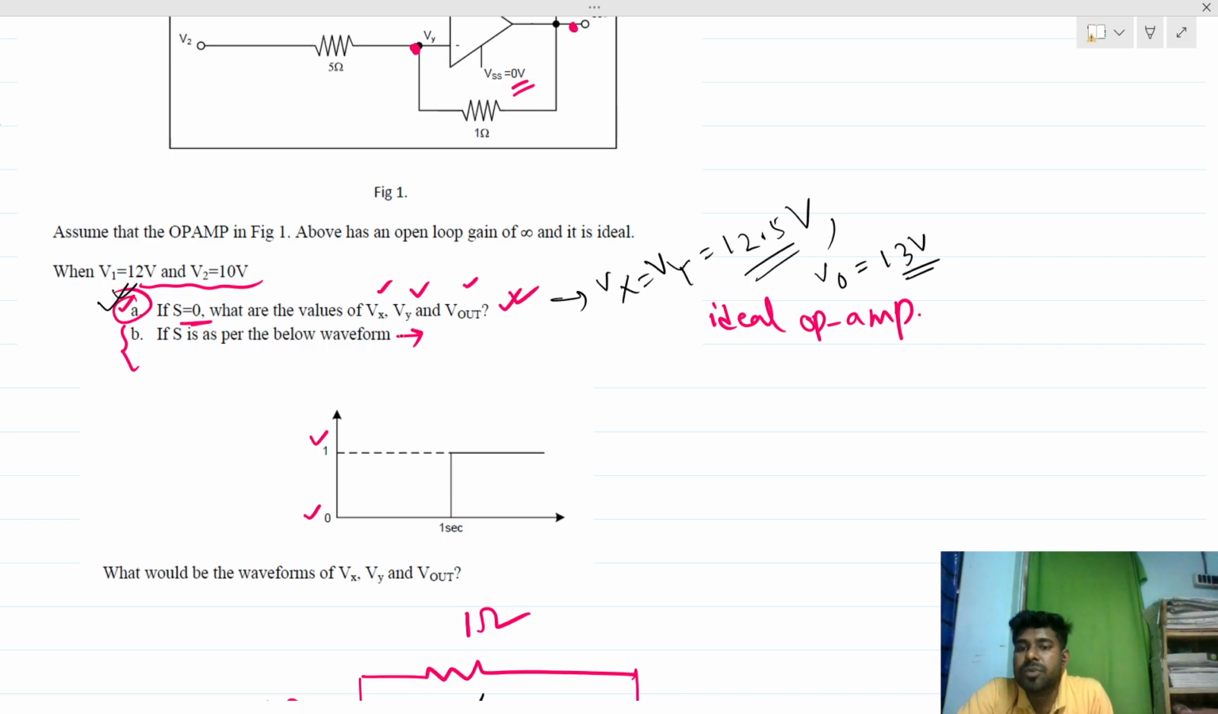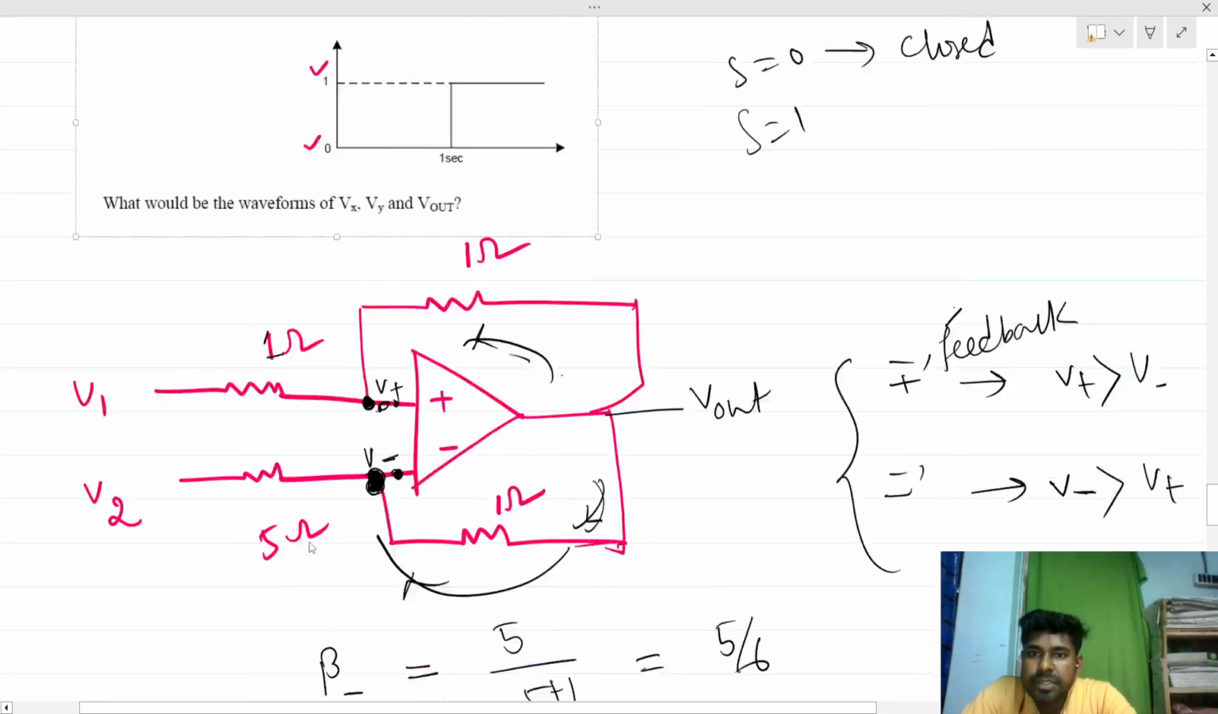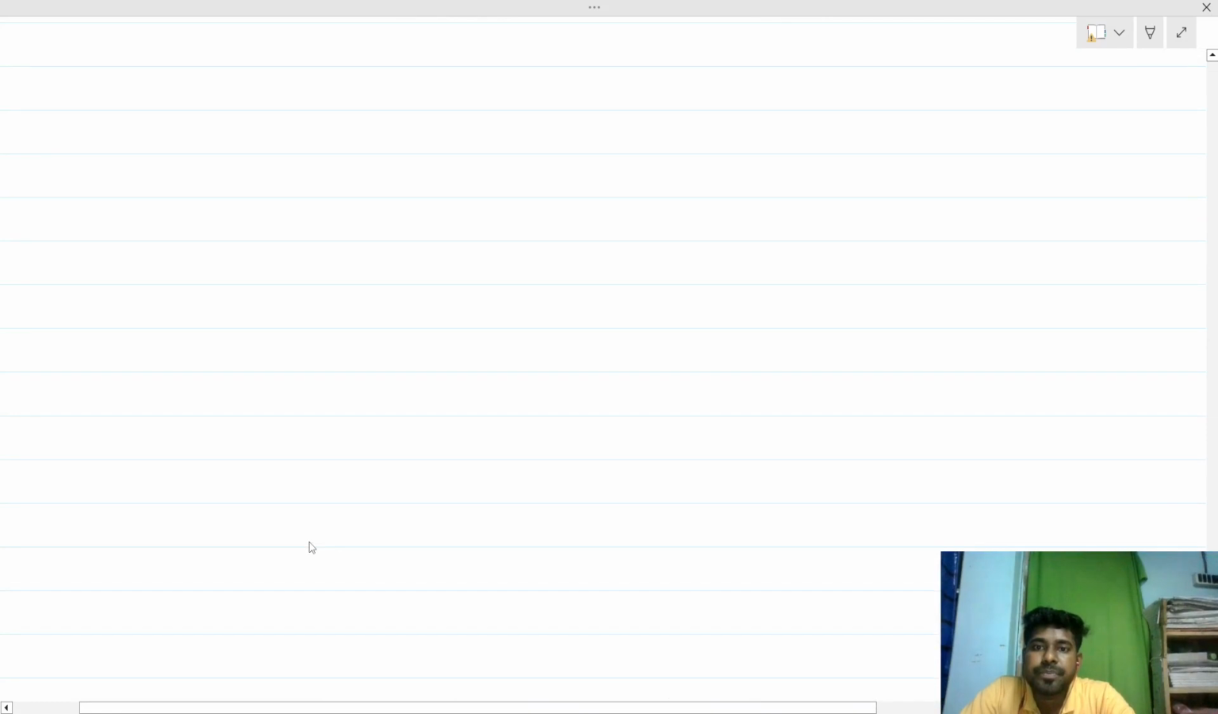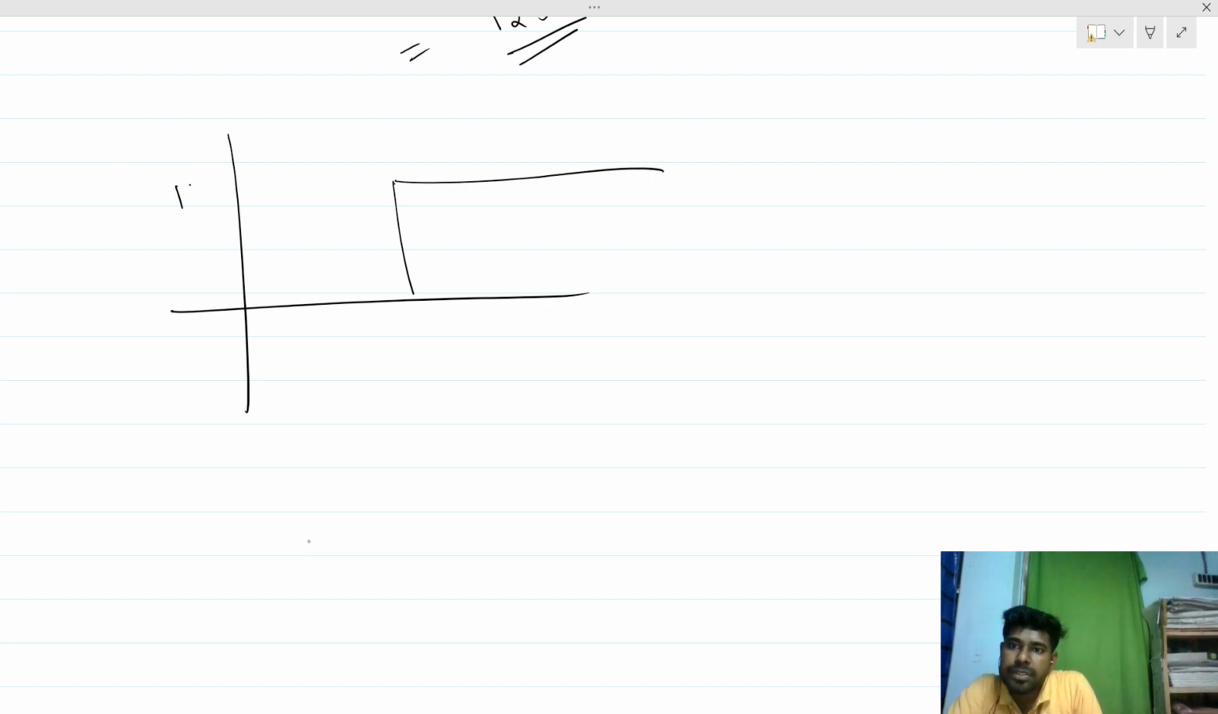Now we have to check this case. S = 0 means the switch is closed, so the switch is short circuited, and S = 1 means the switch is open circuit. Let me do the things again. So this was our waveform, right? This is 1 and this is 0. For this time duration, let's say this is Tx.